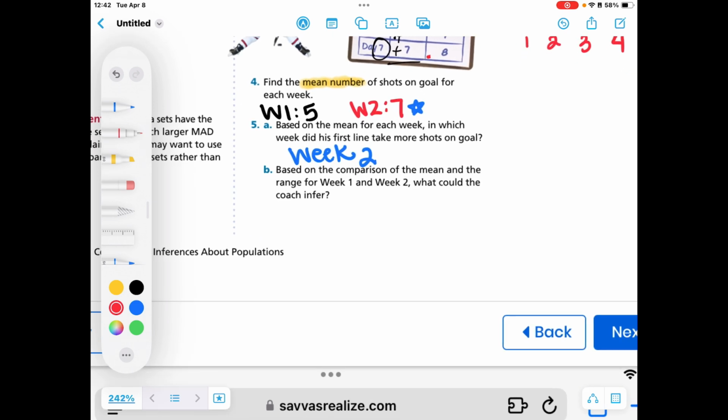So based on the comparison of the mean and the range, what could the coach infer? The players made more shots in week 2 overall. So not only can our mean tell us that, but after we found that range as well, we found that the range was smaller during week 2. So with that, there was less variability.